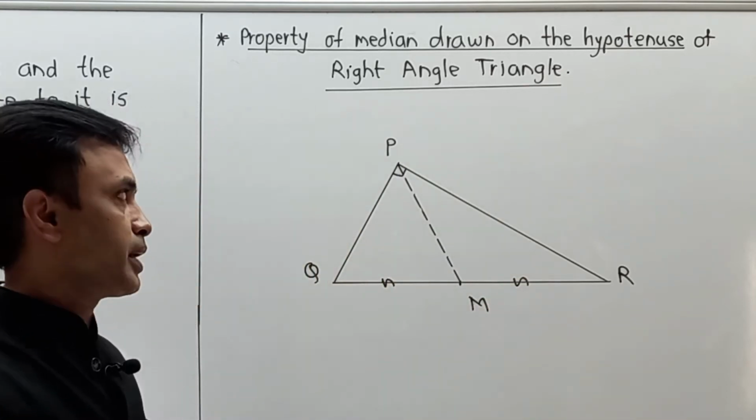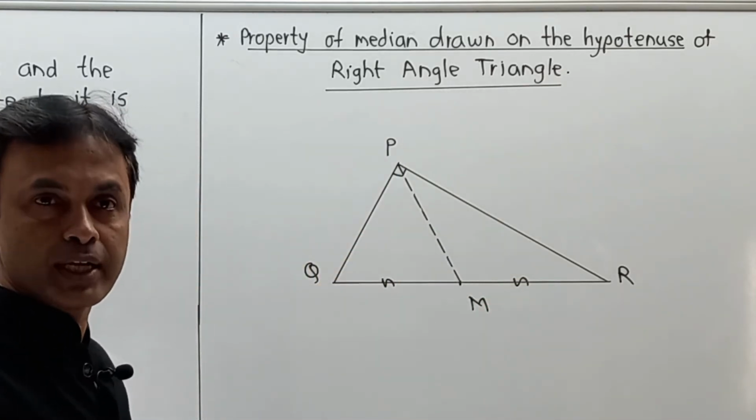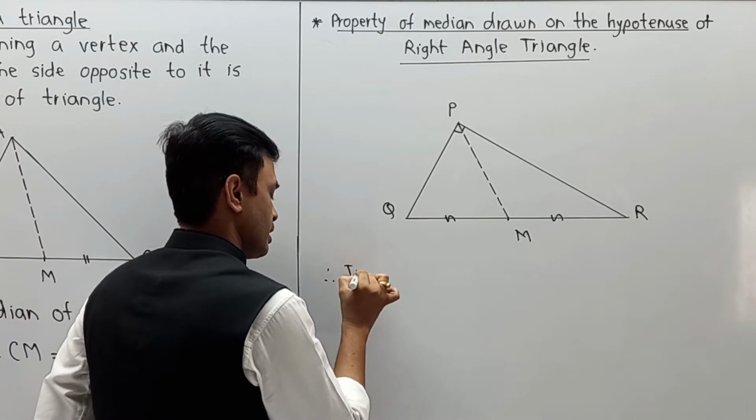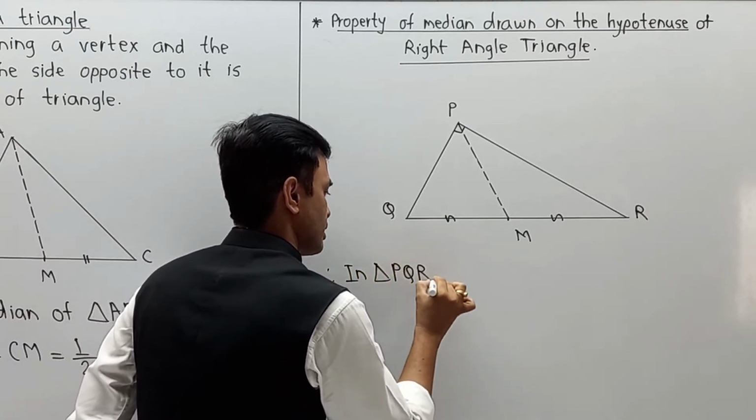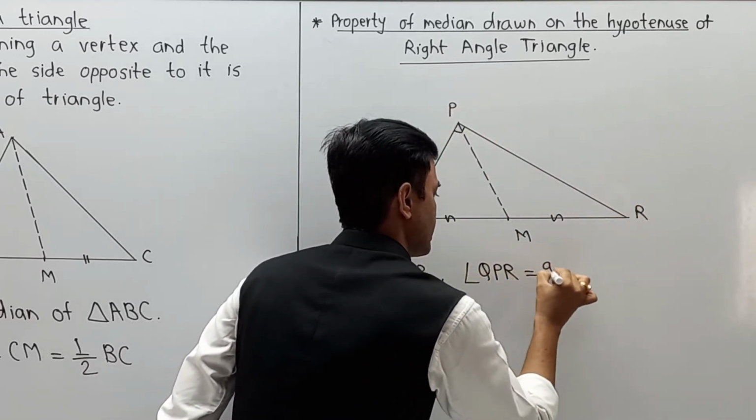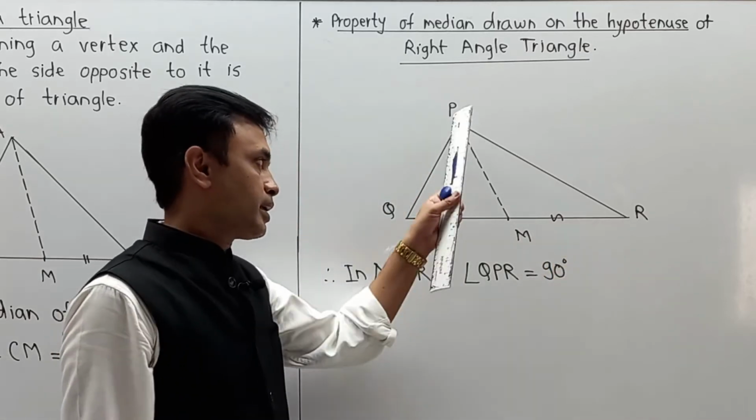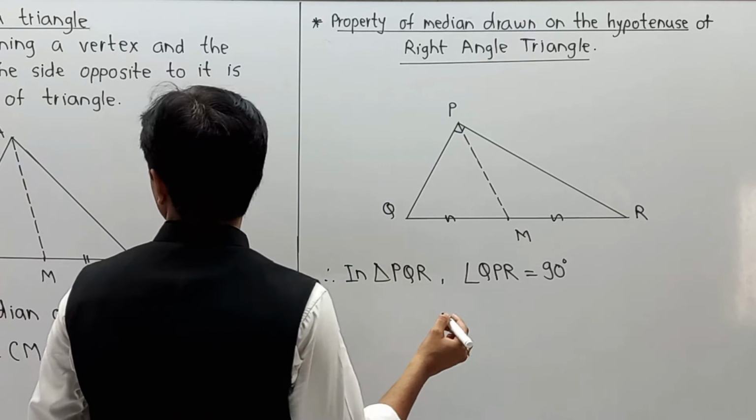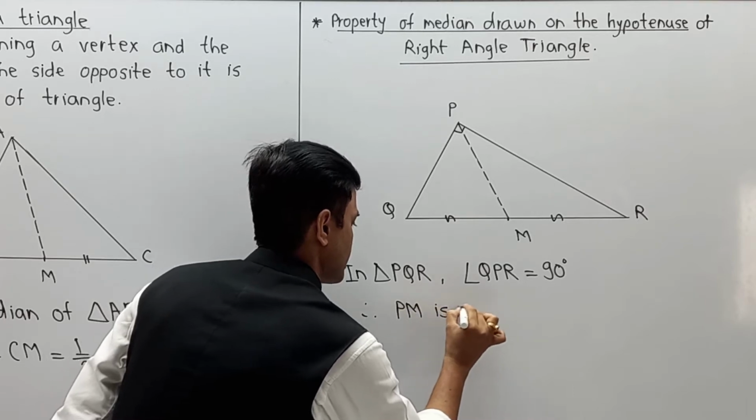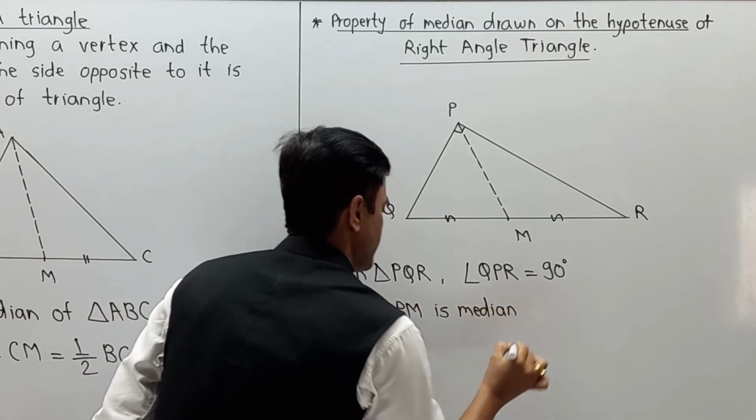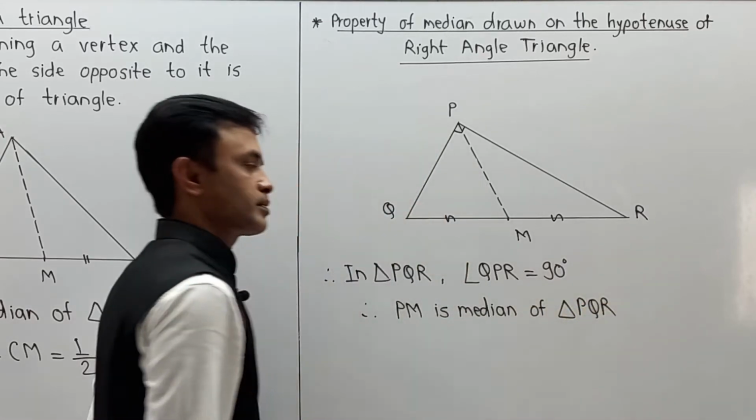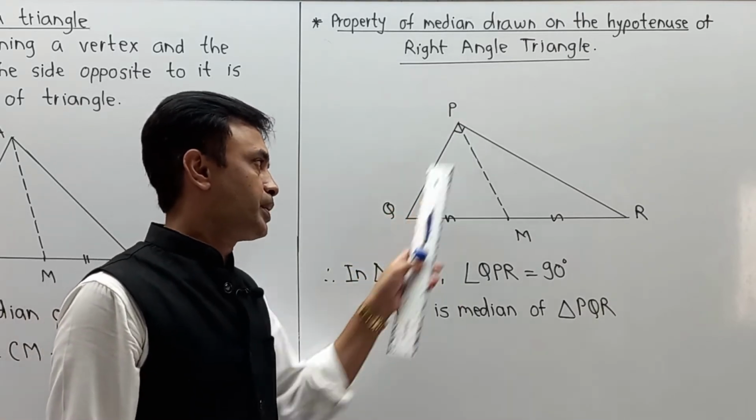So I drew PM. The speciality of this part is that if it is a right angle triangle, in triangle PQR, first, angle QPR is 90 degrees, and PM is your median. Therefore, PM is a median of triangle PQR.